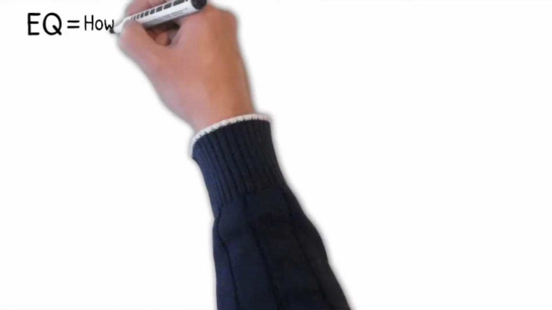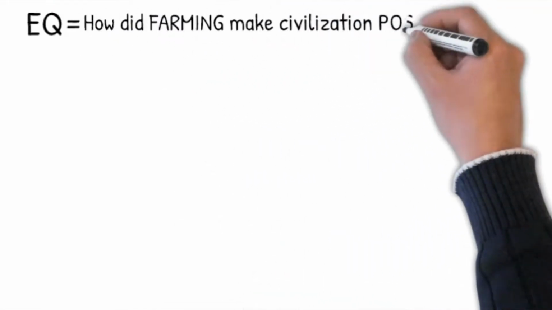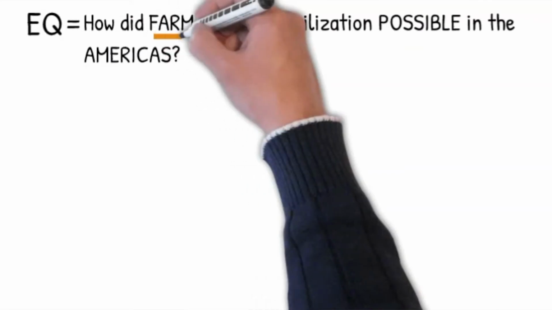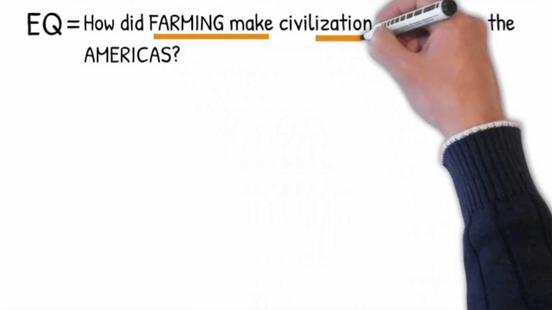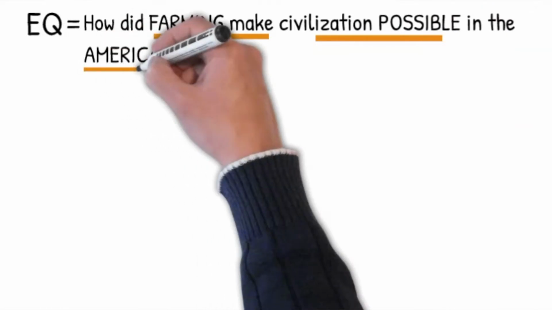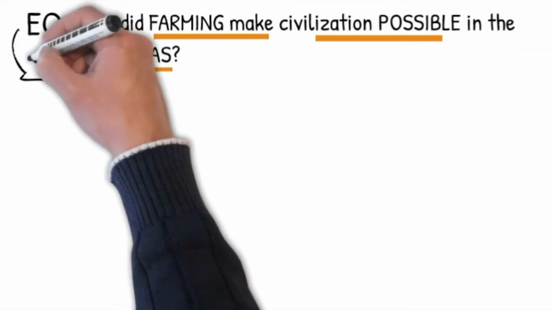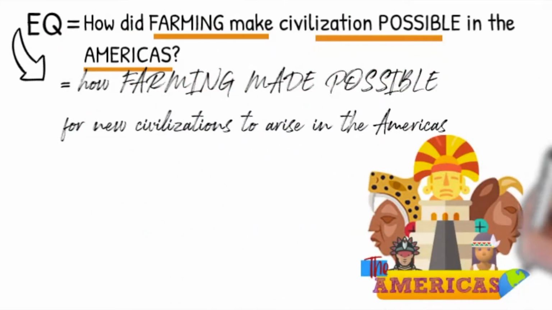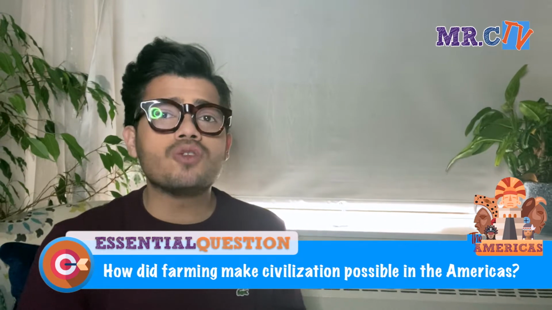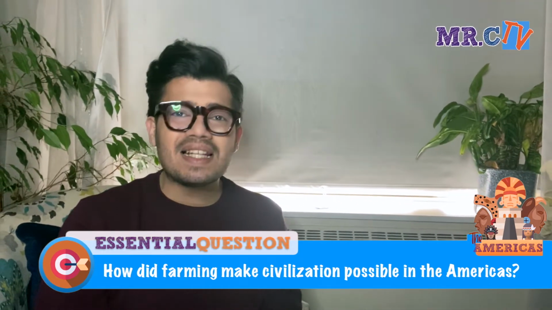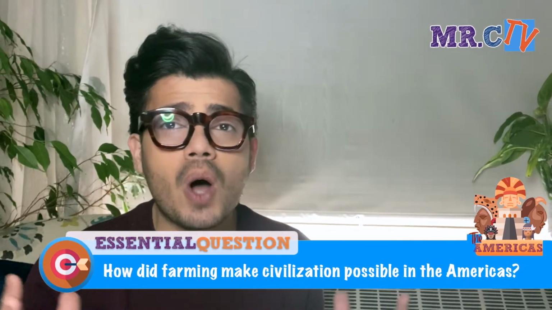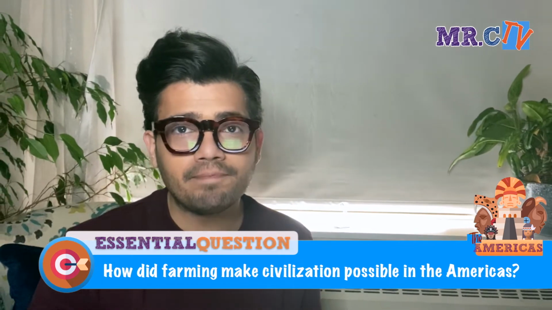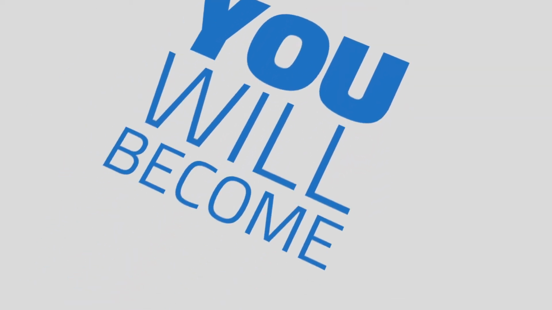Take your pencil and write down your essential question at the top of your paper. So as the lesson goes on, you have this question always present in your mind. Notice that to successfully answer this question, you are looking to identify how farming made it possible for new civilizations to arise in the Americas. As we move forward in the lesson, you will be able to take notes, you will read documents, and you will identify key terms. By doing all those things, you are allowing your brain to grow, and so will your knowledge on this topic. Work hard, and you will become an expert.